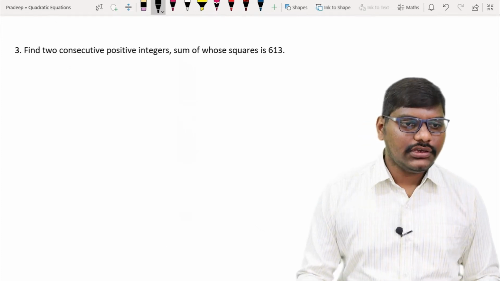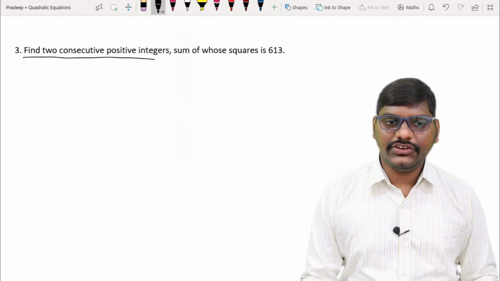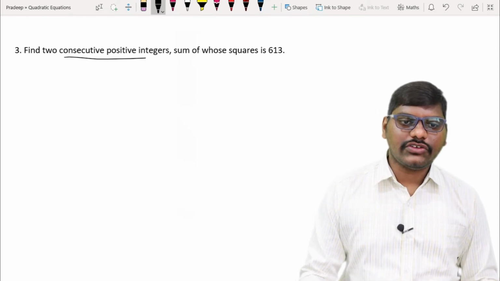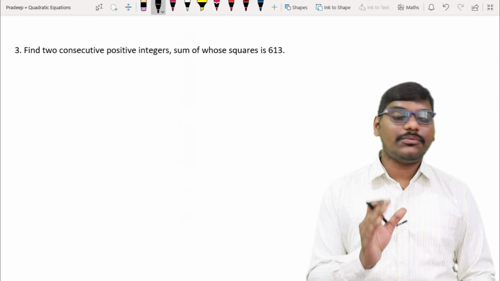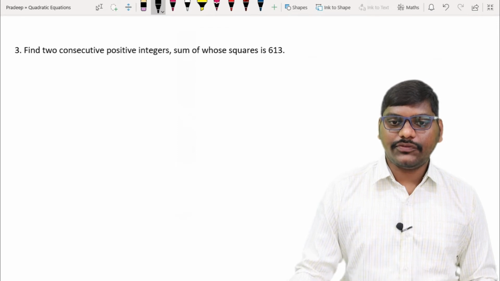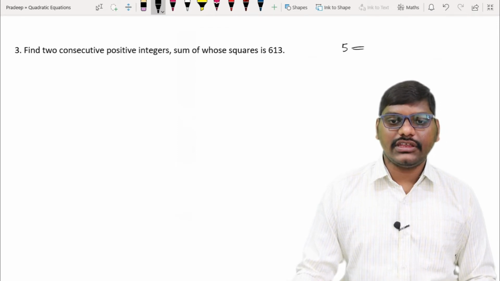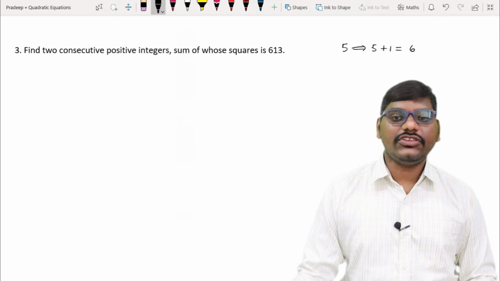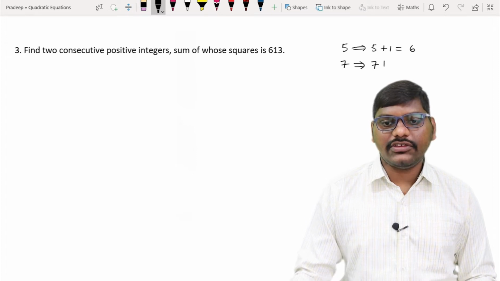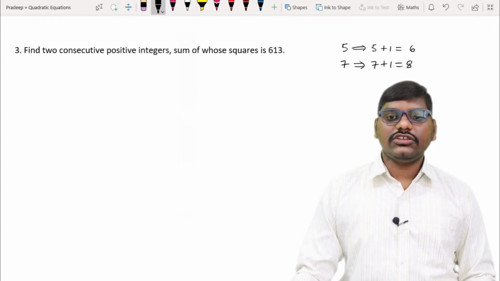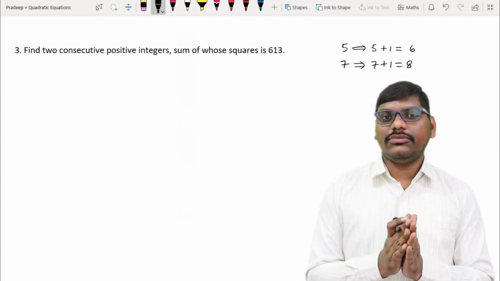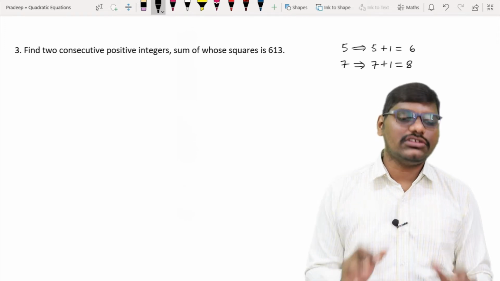Let's see the third question. The question says find two consecutive positive integers, sum of whose squares is 613. So here they are saying they are consecutive positive integers. The first point is the numbers are positive numbers. Second point is that they are consecutive numbers. Consecutive in the sense, suppose 5 is the number, the consecutive of 5 is 5 plus 1, that is 6. Suppose 7 is the number, consecutive of 7 is 7 plus 1, that is 8. So 5 and 6 are consecutive integers and 7 and 8 are consecutive integers. Whatever the number, plus one of that number will be a consecutive number.